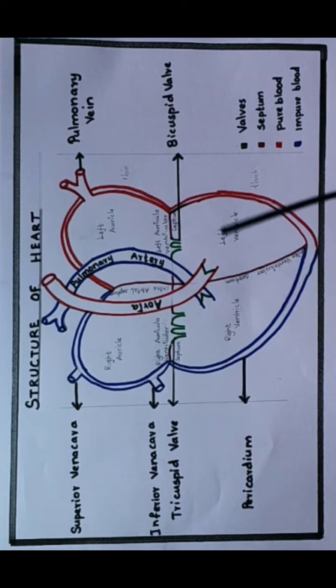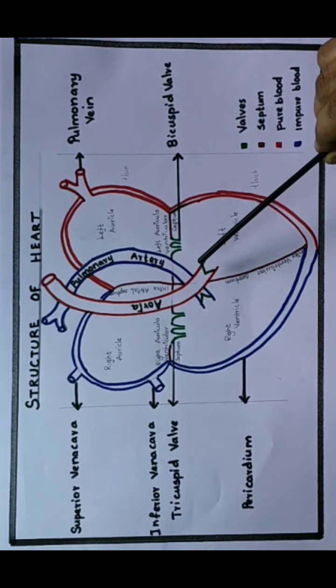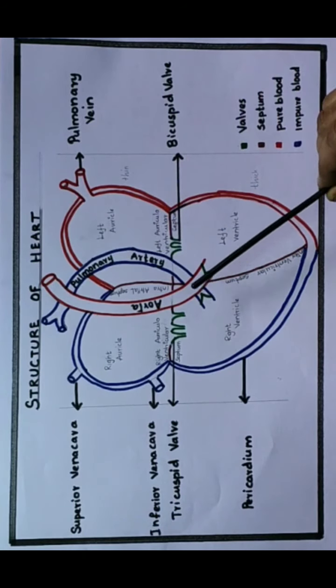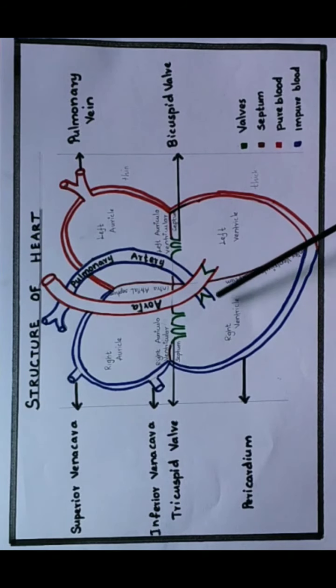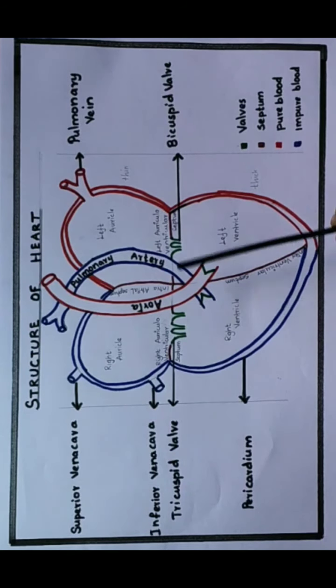Likewise, on the left side, between the left auricle and the left ventricle, a double valve, that is bicuspid valve, is present. It is also called as mitral valve. And next, 2 more valves are there. In the lower part of aorta, there is aortic valve, as well as in the lower part of pulmonary artery, semilunar valve is present. These 2 valves also prevent the backflow of the blood. So 4 types of valves are there: tricuspid valve, bicuspid valve, aortic valve, and semilunar valve.